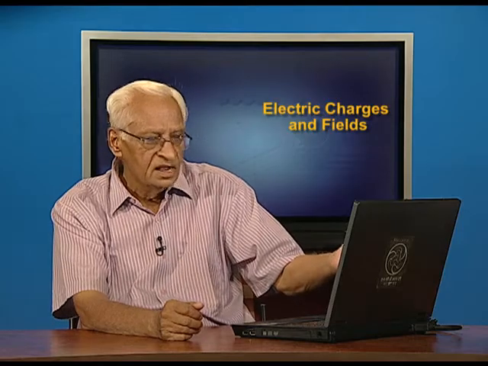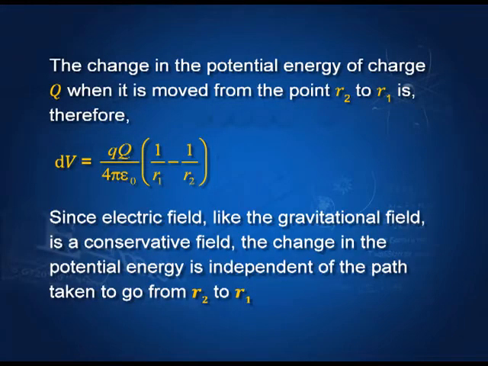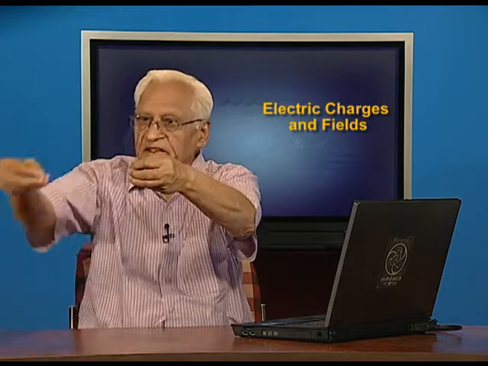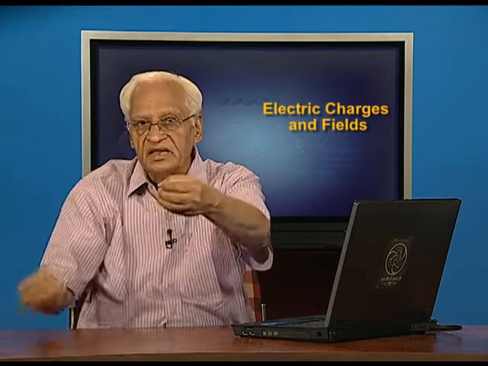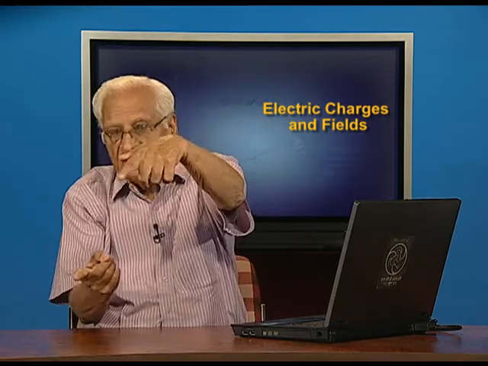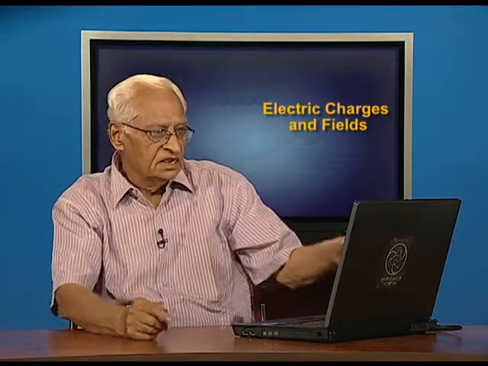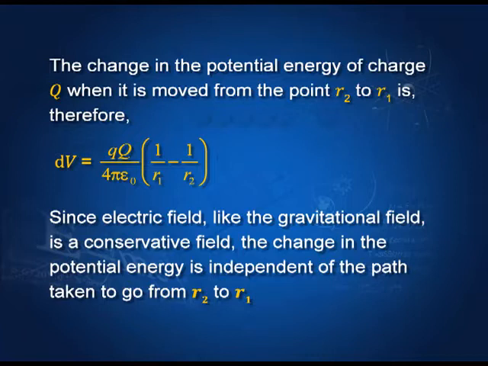Since the electric field, like the gravitational field, is a conservative field, the change in the potential energy is independent of the path taken to go from r1 to r2. That is, if I take a charge from one point to another, whether I take it by this route, or this route, or this route, it does not matter. All that matters is that the potential energy difference is qQ by 4 pi epsilon 0 times 1 by r1 minus 1 by r2. The route going from r2 to r1 does not matter.